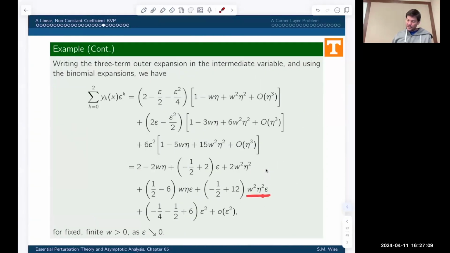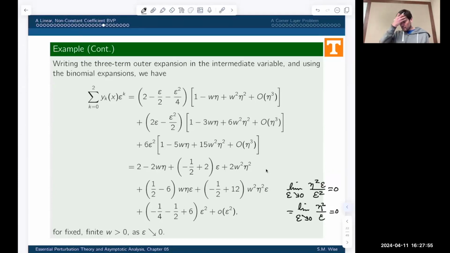But we don't have this term. So how do I get rid of that one? Well, I'm going to say I want this to be little o of epsilon squared. So I want this to go to 0 as I take the limit epsilon to 0 of eta squared over epsilon, divided by epsilon squared. I want that to be 0. That's exactly equal to the limit as epsilon goes to 0 of eta squared over epsilon.